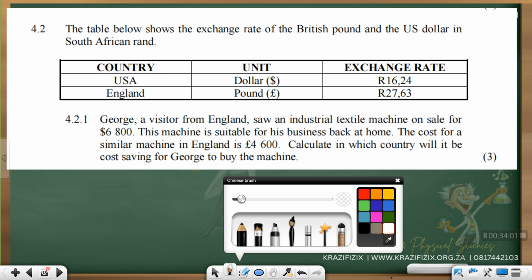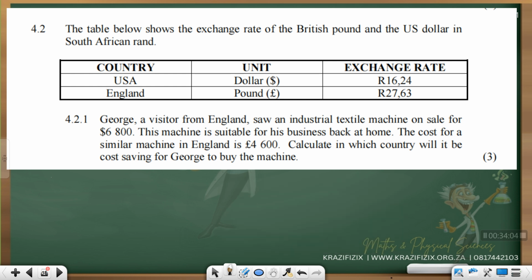Okay, before we divide, Oluetu, just 1 second. Please make sure you do something like this. It's going to be easier for you in rand, right? So $1 is what? 16.24. Now I have dollars. Do you see I have $6,800? Do you notice I'm not dividing? I am actually multiplying. This is my fear if you don't do it this way.